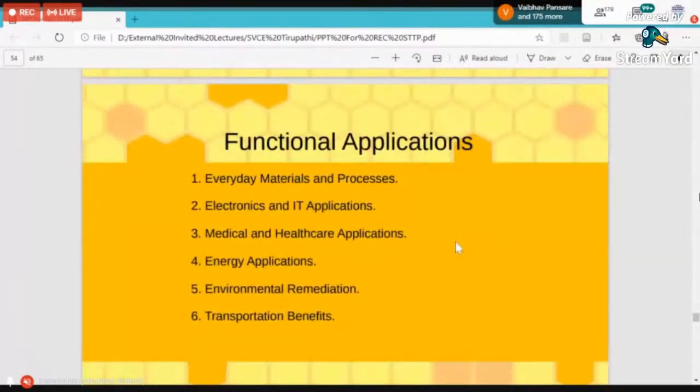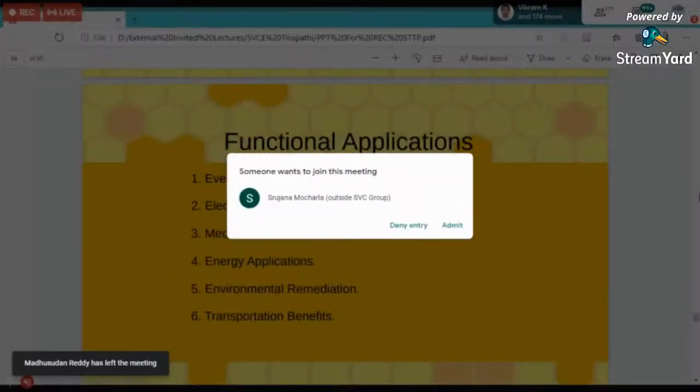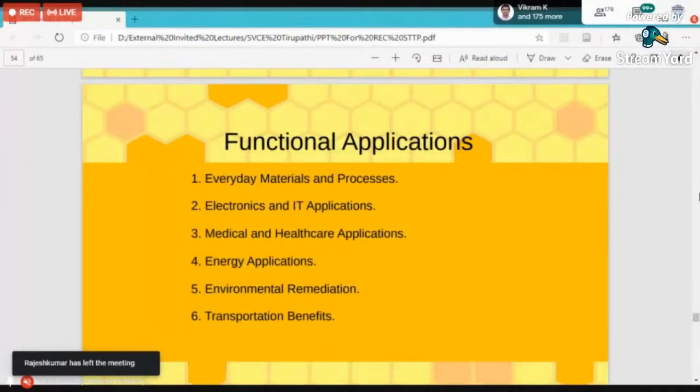Now come to the functional applications. There are many functional applications. One is everyday materials and processes. Every day we are encountering the applications of nano composites. Then electronics and IT applications. Almost 100% of the electronics field is now depending upon nanotechnology. Then medical and healthcare. Now we are entering into healthcare. Every country in the globe is very worried about the vaccine for COVID-19.